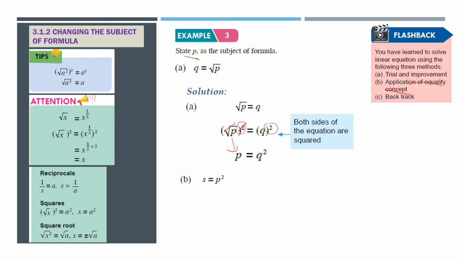Okay, let's look at B. S equal P squared. Okay, remember to make the subject on the left. P squared equal S. Square root of P squared equal square root of S.